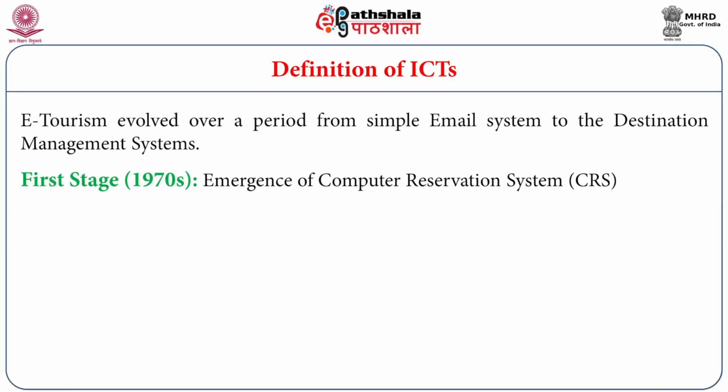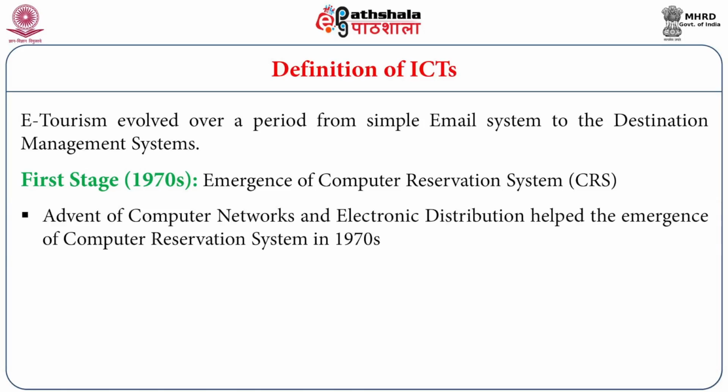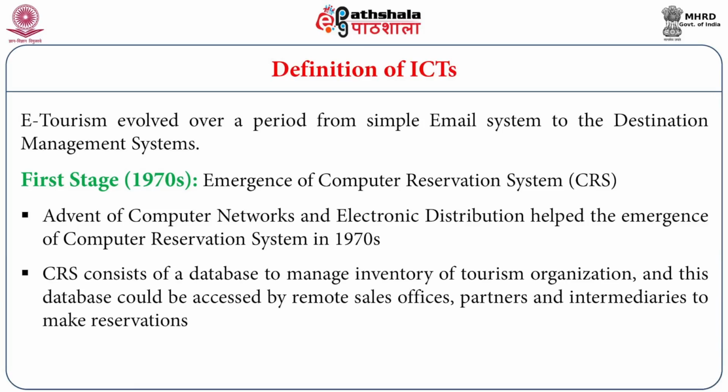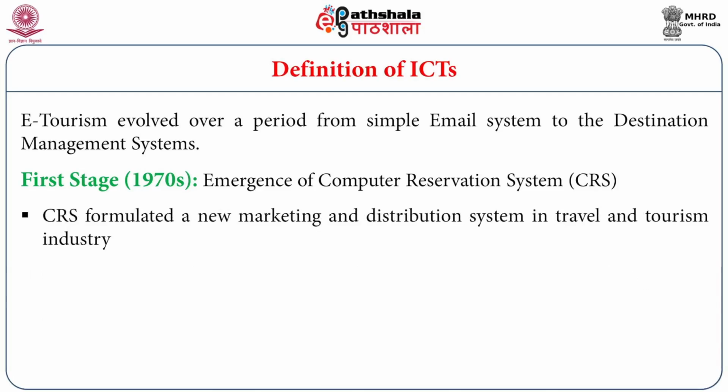The first stage, as mentioned, happened during the 1970s. It is where the computer reservation systems, popularly called CRS, emerged. The advent of computer networks and electronic distribution helped the emergence of computer reservation systems in the 1970s. CRS consists of a database to manage the inventory of a tourism organization, and this database could be accessed by remote sales offices, partners and intermediaries to make reservations. CRS formulated a new marketing and distribution system in the travel and tourism industry.